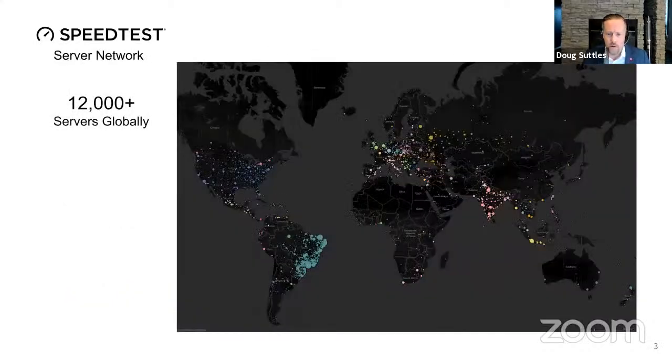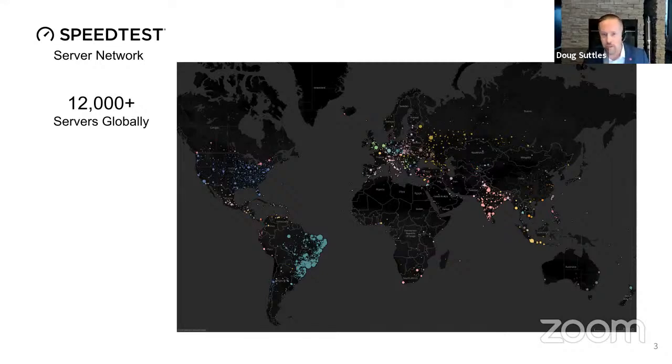I mentioned we have over 12,000 servers around the world. It's about 12,500 right now. These are all active, all running. Most of these are gigabit, most are multi-gigabit, at internet transit centers, ISPs, ASPs. This is very key to allowing us to do what we do.